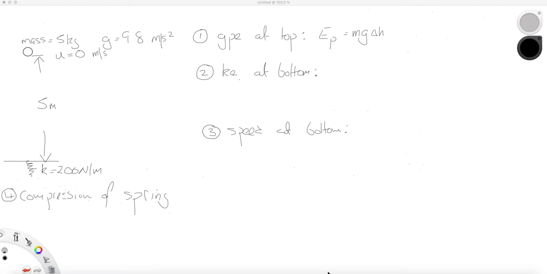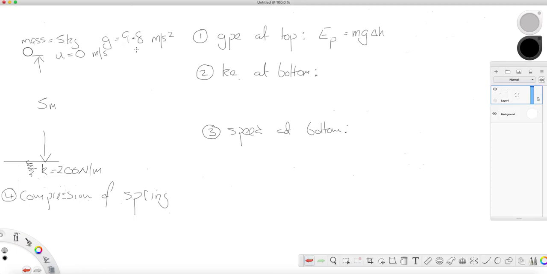So let's look at an example here. What I've got is a mass, 5 kilograms, in a gravitational field 9.8 meters per second squared. It's stationary up here, 5 meters above this platform that has a spring attached to the bottom of it, and the spring constant is 200 newtons per meter. My question's got 4 parts.